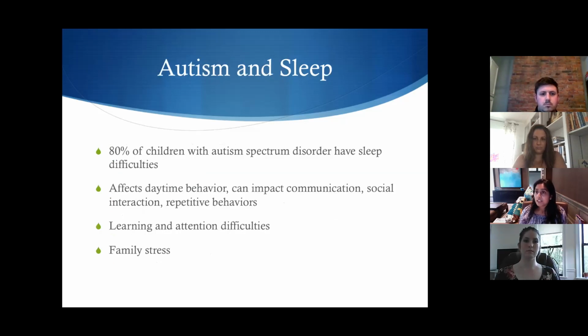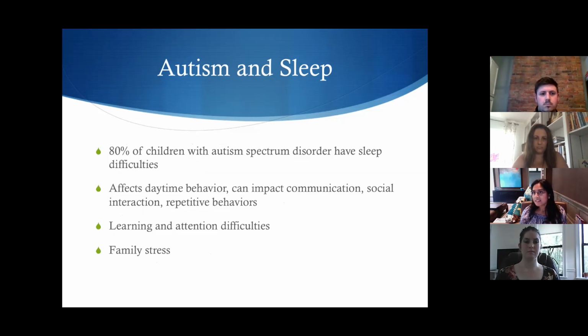Okay, so autism and sleep. If you're a parent who has a child with autism and your child has sleep difficulties, you are very much not alone. 80% of children on the autism spectrum disorder also have some sort of sleep difficulty.